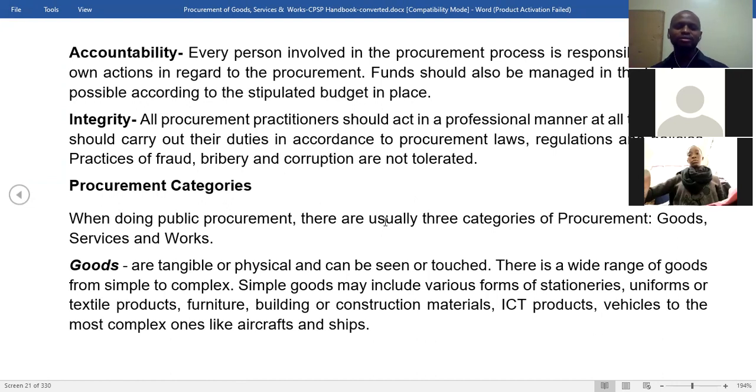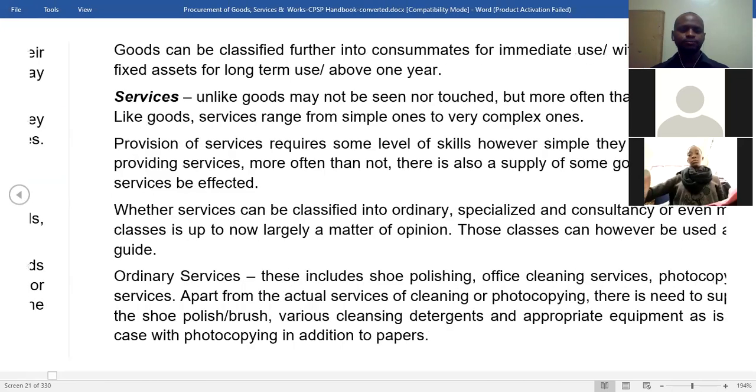But complex items are items like aircraft. You know, you can't wake up and buy an aircraft like that. You must take your time. You must go to that area, see the aircraft, try to analyze it, try to ask questions, try to find the best aircraft to use and what have you. And ships, they are very complex items that are not easy to procure.